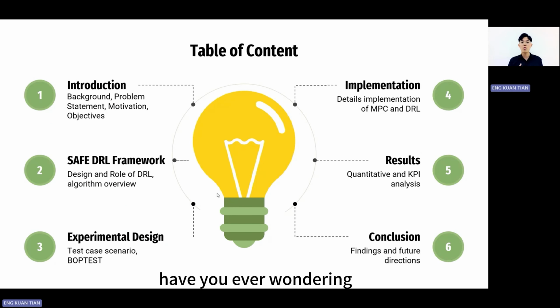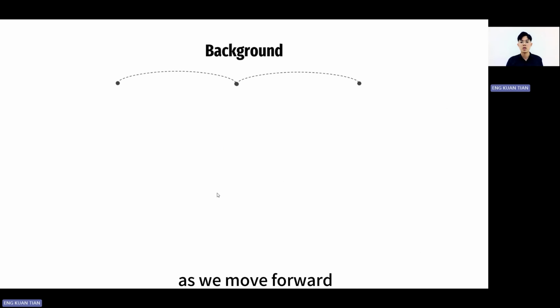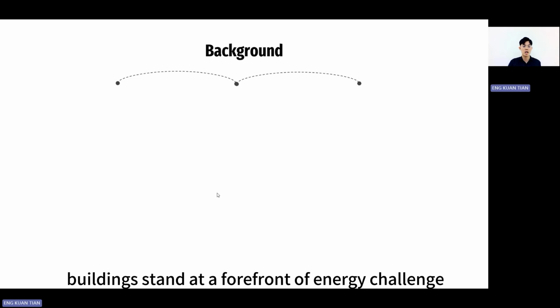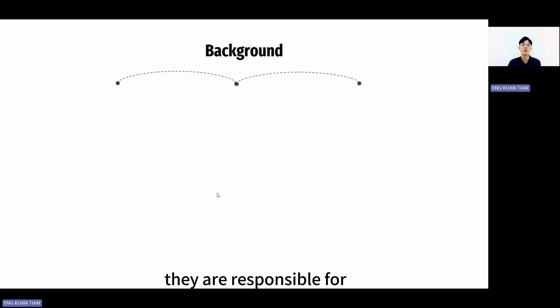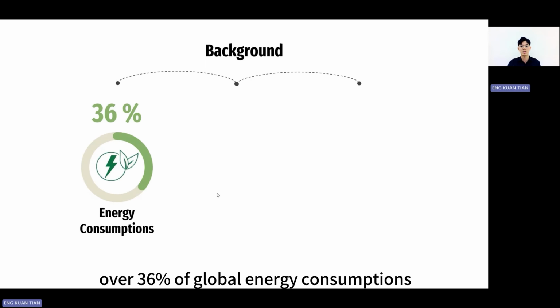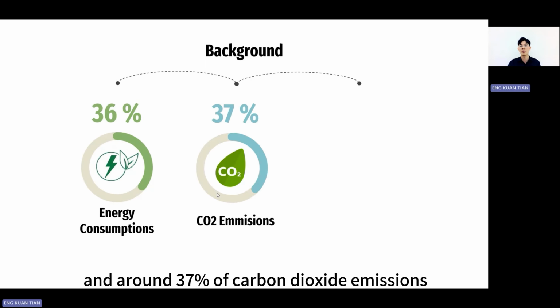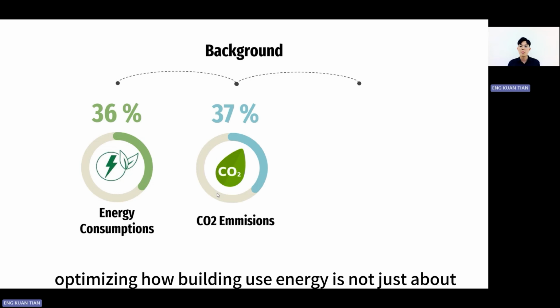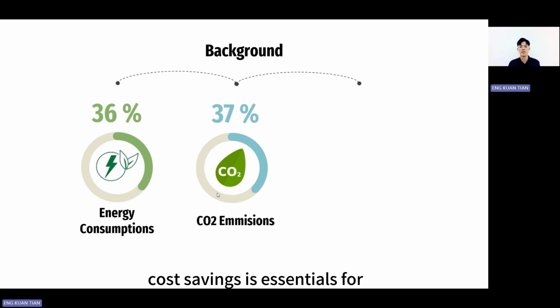Before I start, have you ever wondered how much energy a building consumes? As we move toward a greener and smarter city, buildings stand at the forefront of the energy challenge. They are responsible for over 36% of global energy consumption and around 37% of carbon dioxide emissions. That's massive. So naturally, optimizing how buildings use energy is not just about cost savings. It's essential for climate action.